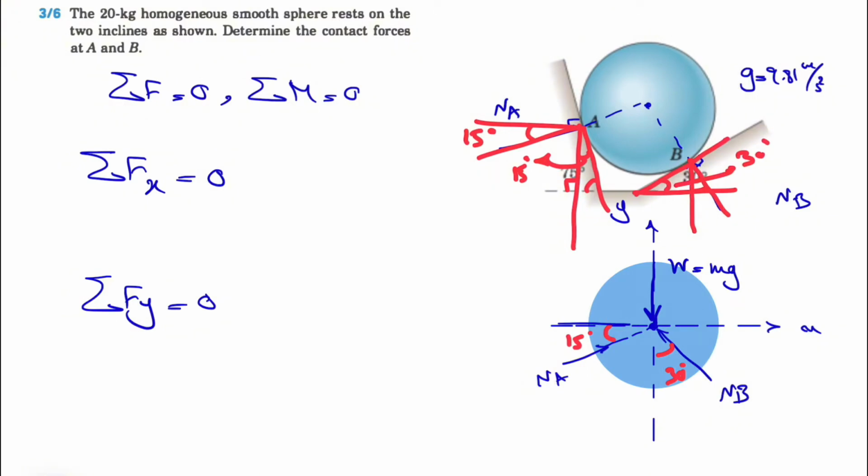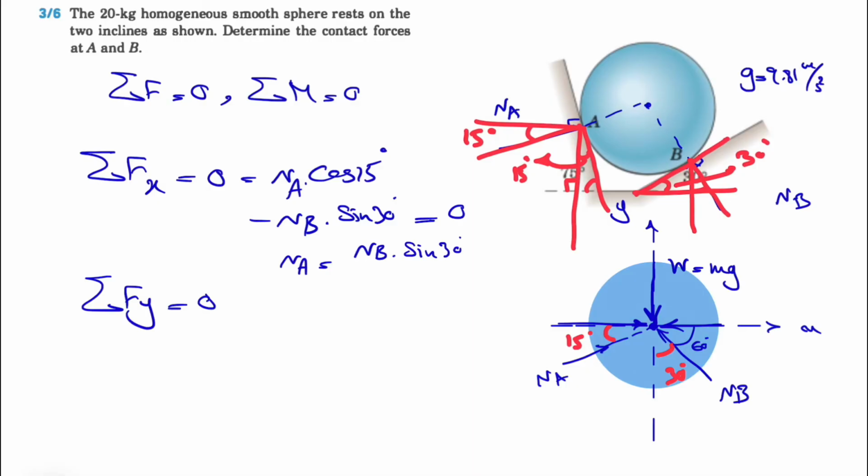We basically have this component of NA as the X component, which is positive. So it will be NA times cosine of 15 degrees, and we have this component of NB, which will be in the negative direction. So minus NB times sine of 30 degrees. Since we have the angle with the Y direction, it will be sine, or we can go cosine of 60 degrees if we want to go with this angle, which will be 60 degrees. So that difference is equal to 0. From here we can find the relation between NA and NB. We know our NA will be NB sine of 30 degrees over cosine of 15 degrees.